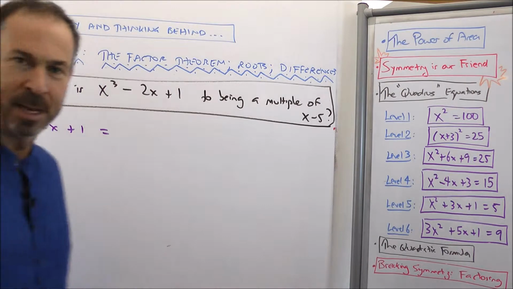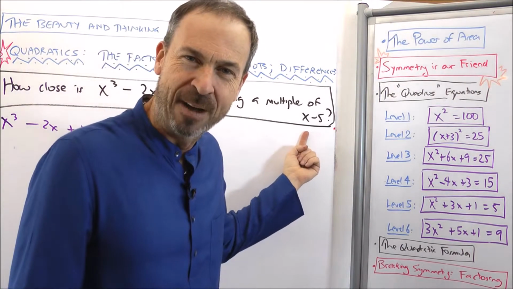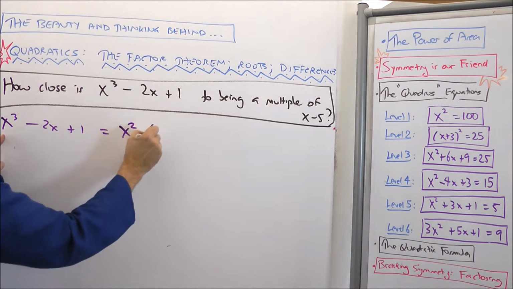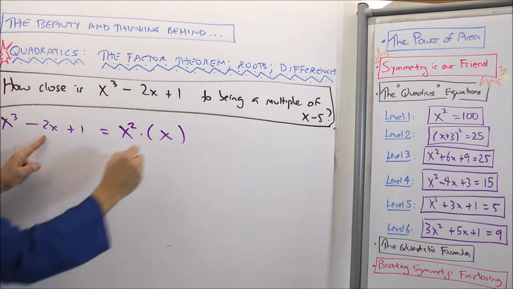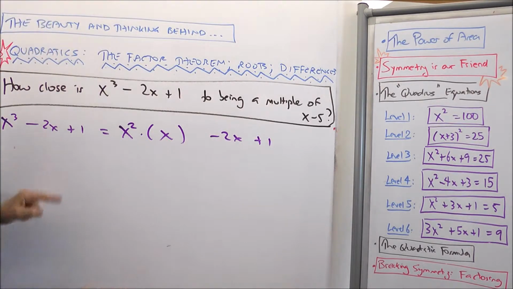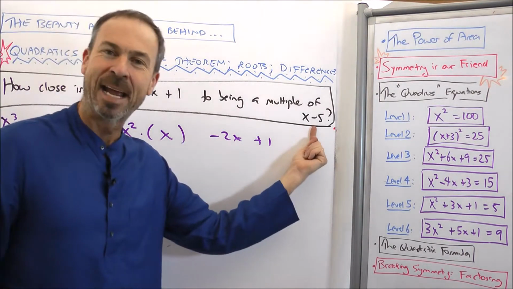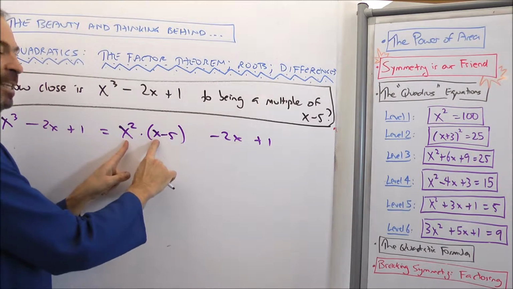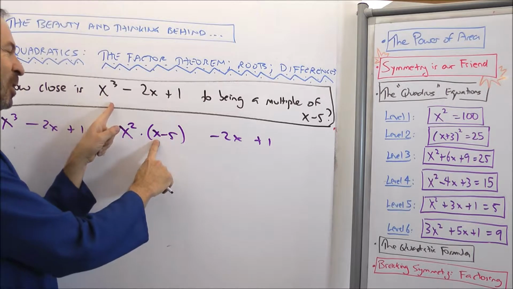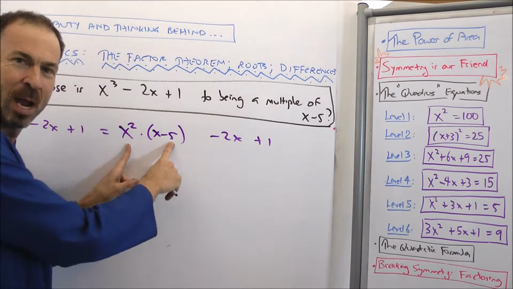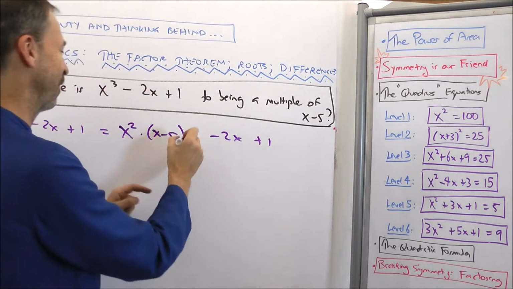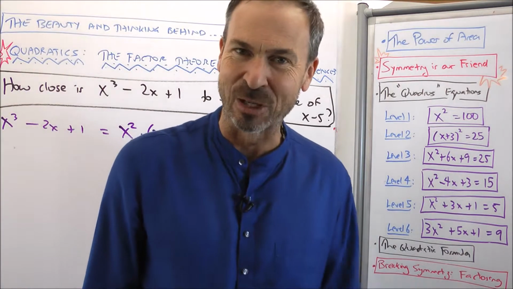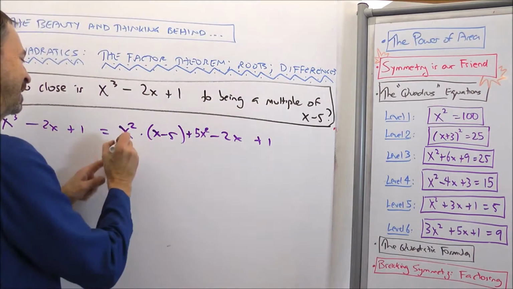Focus on the x cubed piece. I want it to be a multiple of x minus 5, but at least I can see it's a multiple of x, because I could think of this as x squared times x, and I've still got the negative 2x and the 1. But I don't want x, I want x minus 5. So I'm just going to make that happen. x squared times x minus 5 gives x cubed, but I've introduced a negative 5x squared that shouldn't be there. So I'll counteract that by adding a 5x squared. So that's still good. I haven't changed the algebra. All right, great. So there's a multiple of x minus 5.